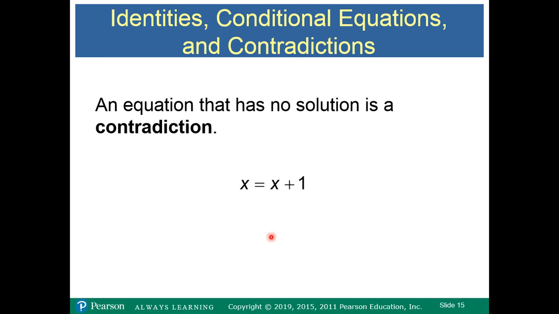Now, a contradiction is never true. So this is like the opposite of an identity. Identities are always true. Contradictions are never true.